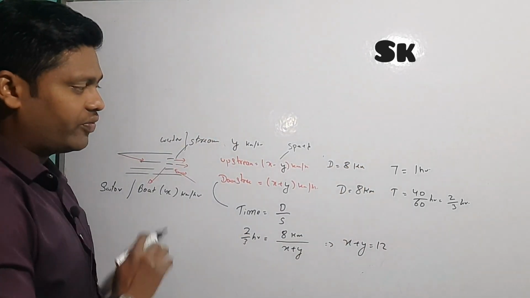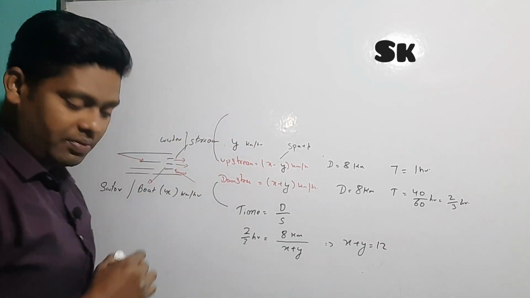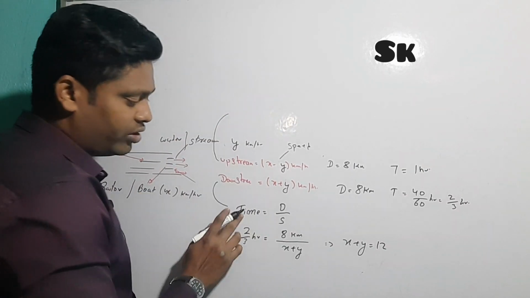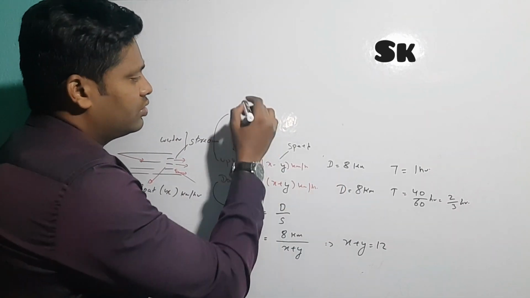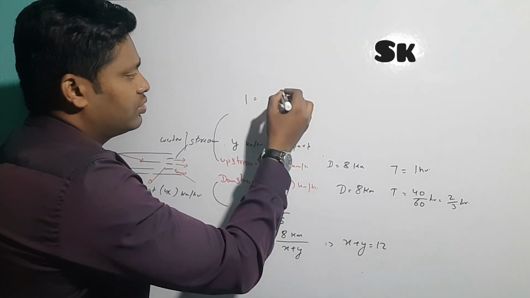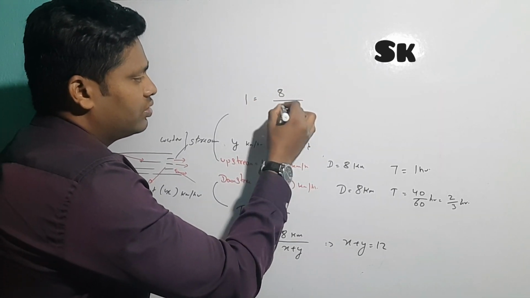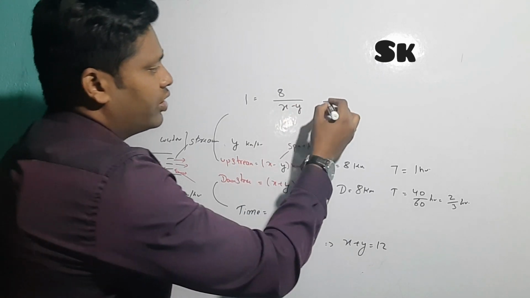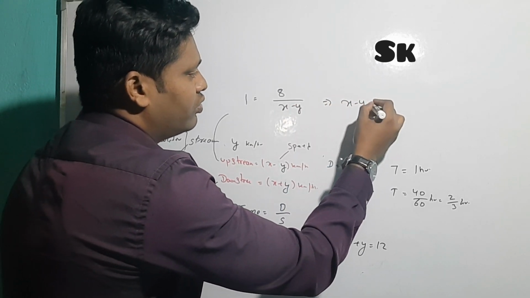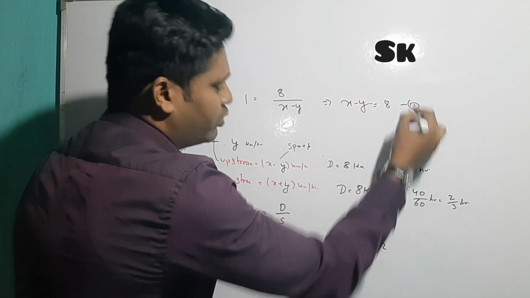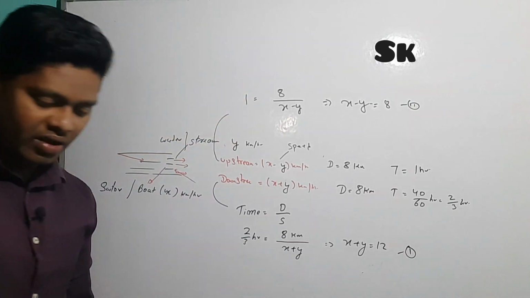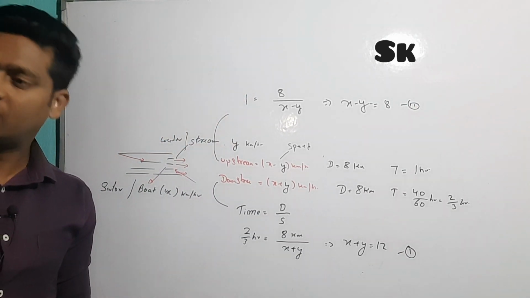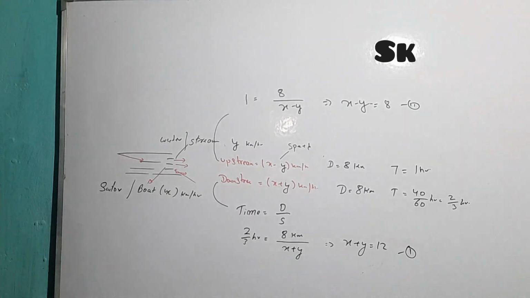So again same thing I have to frame the equation with respect to upstream. So it will be how much? Time is equal to distance by speed. Time is how much? Distance equal to speed is equal to. So your equation will be x minus y equal to 8. This is equation number 2. This is equation number 1. You can solve this one, you will get your answer. Clear? This is the way they will make you confused.